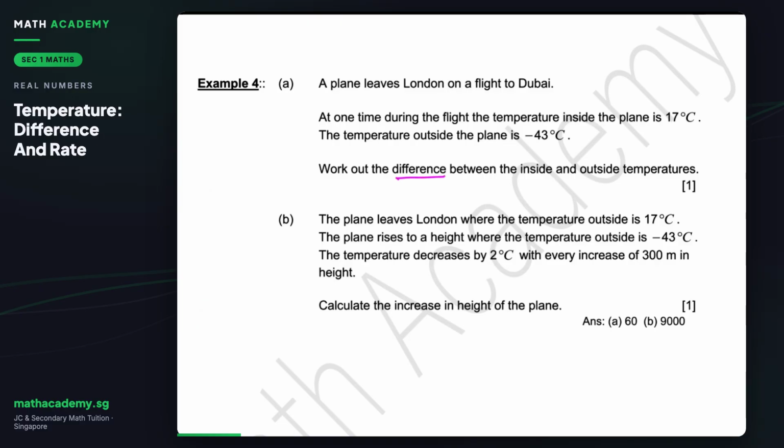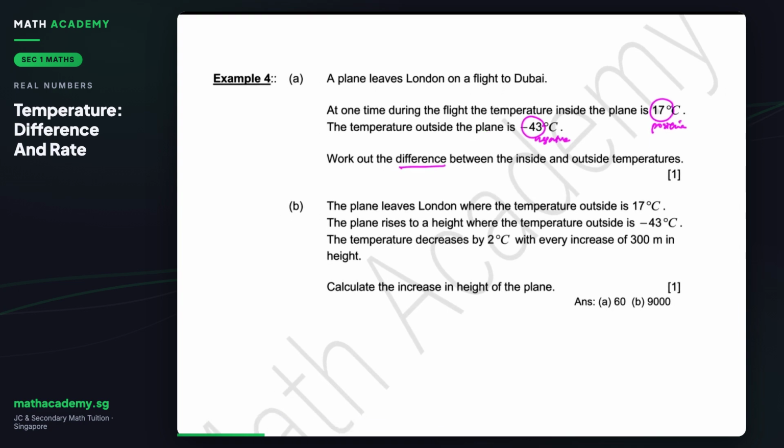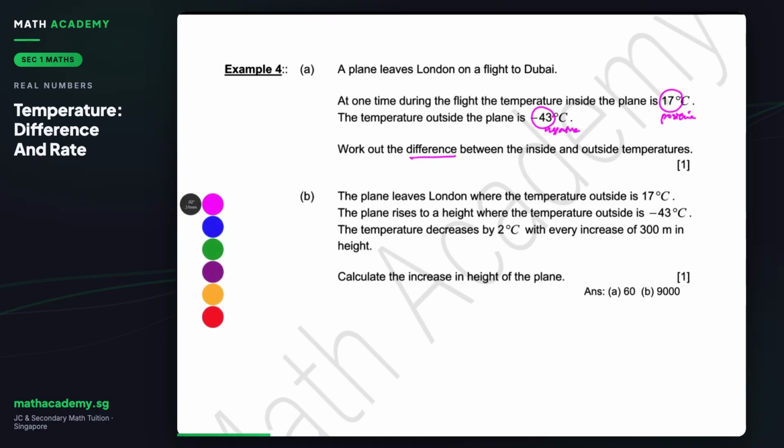Okay, you're asked to find the difference, and then you see that one is a positive number, the other one is a negative number. So when you have a positive and negative number, this is what you will do. The difference must be done by taking the positive number minus away the negative number. In other words, you can just write down you're looking at 17 minus negative 43.